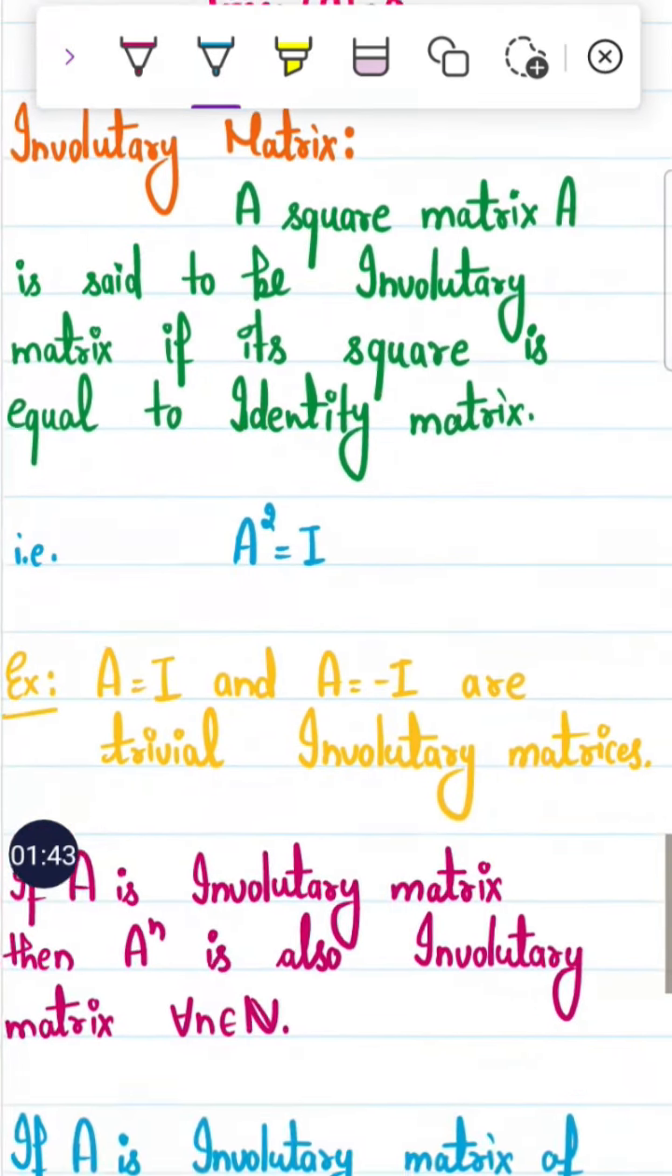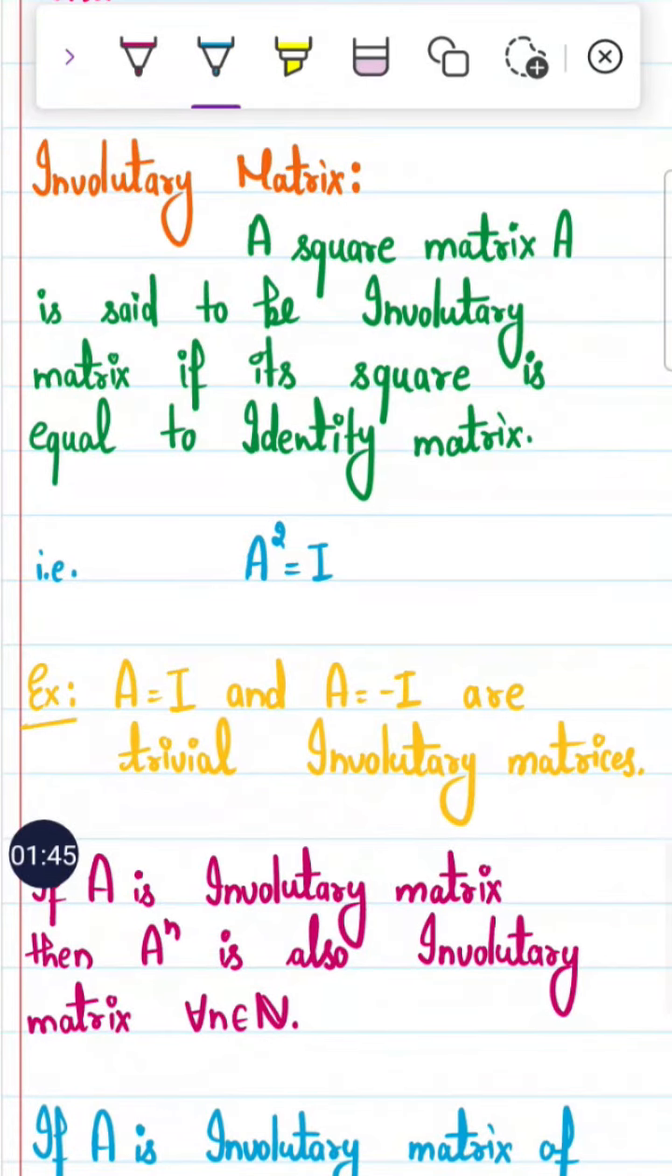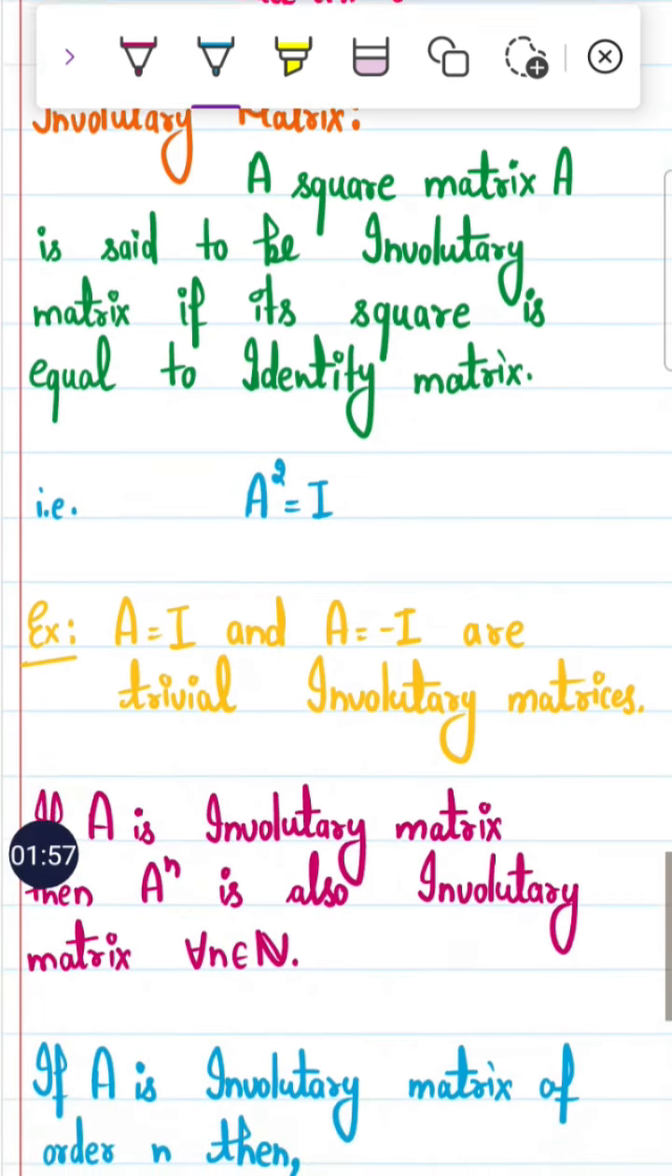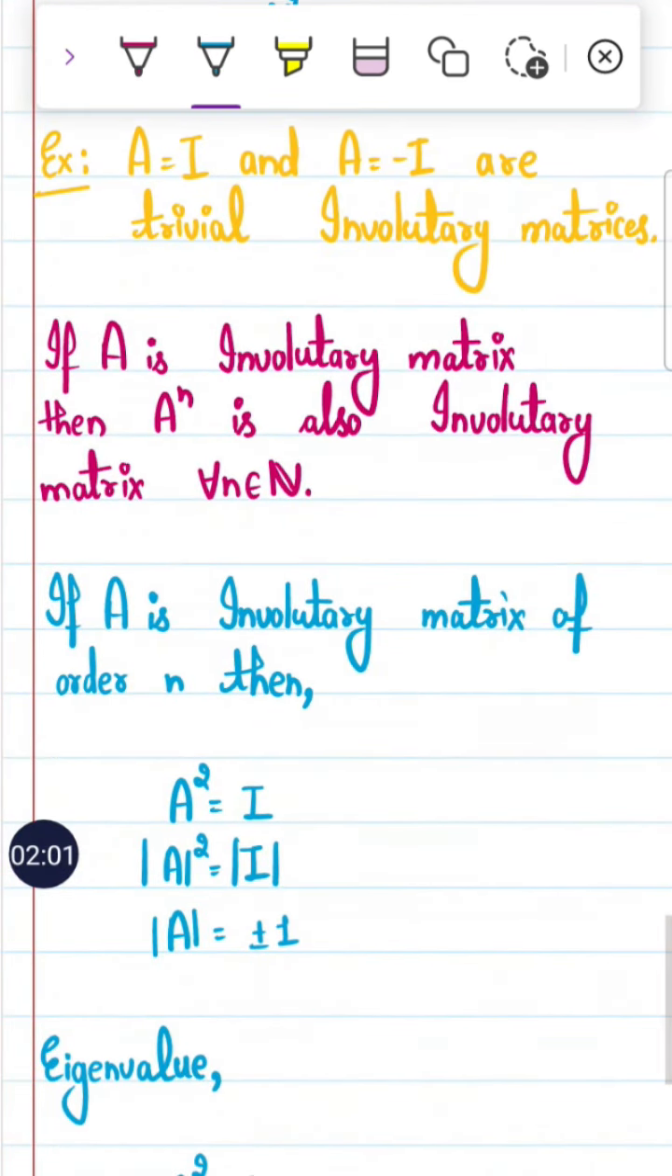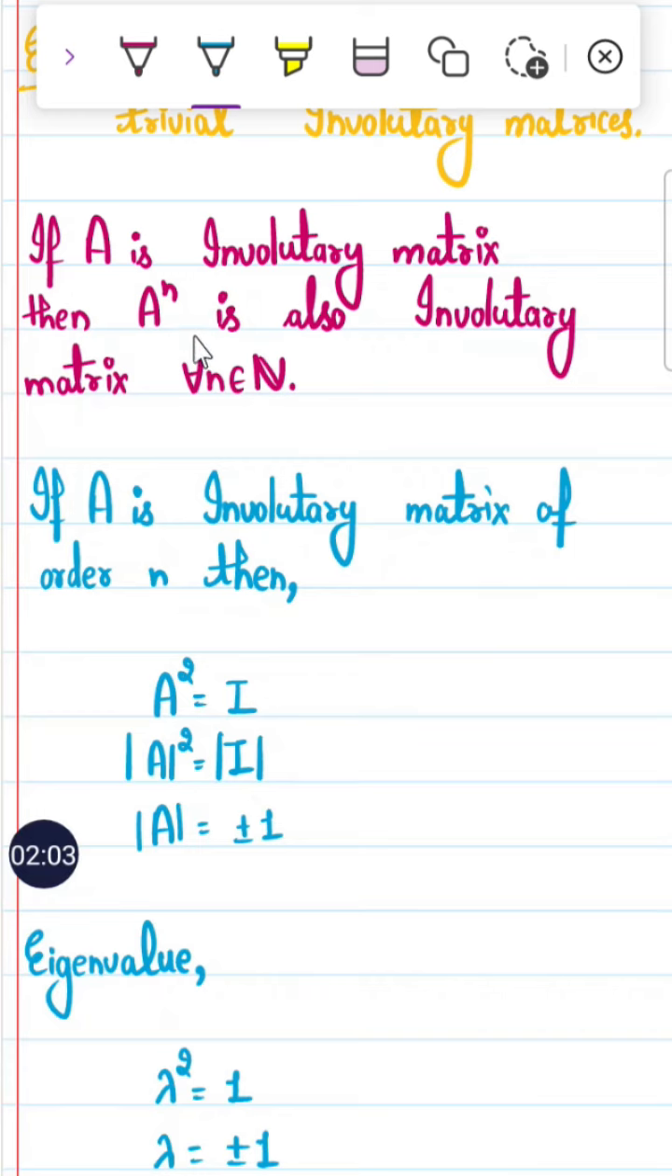Right? Now second is the involutory matrix. What is an involutory matrix? A square matrix is said to be involutory if its square is equal to the identity matrix. We can easily say that A equals I and A equals minus I. These are the trivial cases. Now, if A is an involutory matrix, then A to the power n is also an involutory matrix.